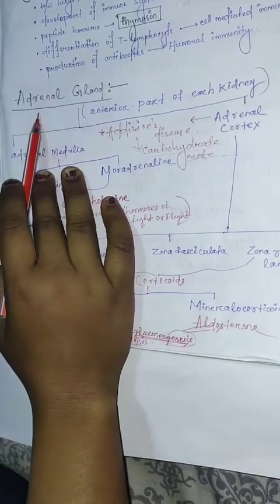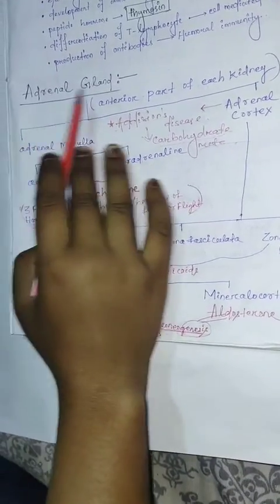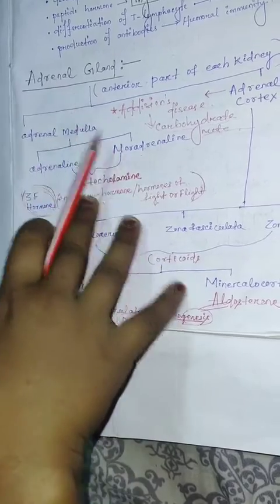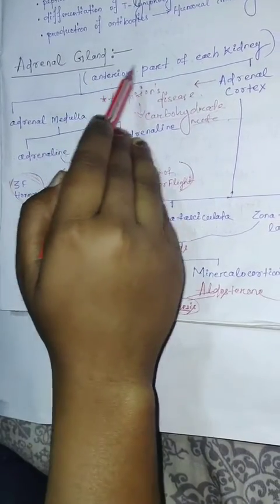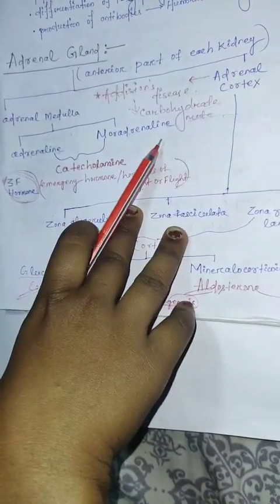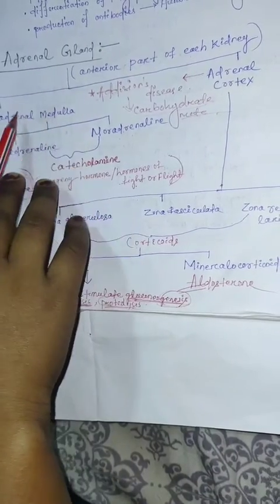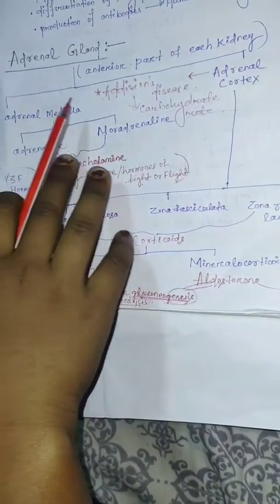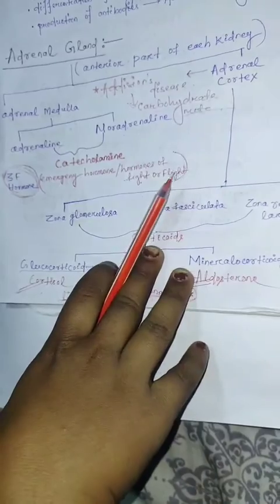Hello, welcome to today's part, that is adrenal gland. Adrenal glands are two in number, present in the anterior part of each kidney. The adrenal gland is divided into two parts, adrenal medulla and adrenal cortex.